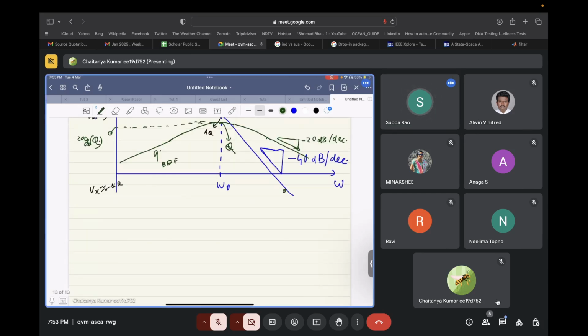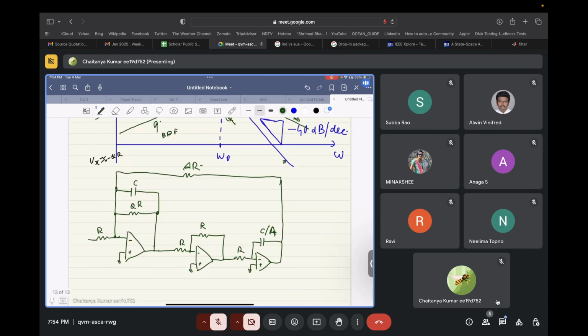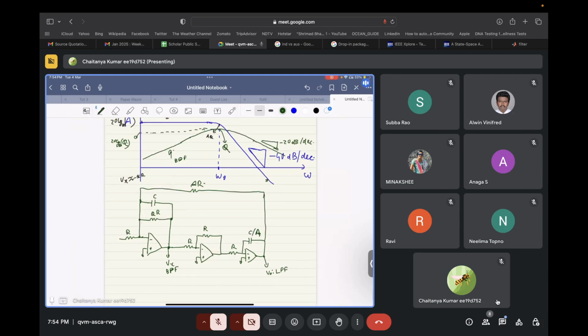Okay, so this is the circuit. We have R, this is QR, this is C, and this is again R, this is also R, this is R, and this is C by A, and there is a feedback of AR. So node Vx achieves band pass filtering, and node V naught achieves low pass filtering. So in the same circuit, you get both kinds of filter.